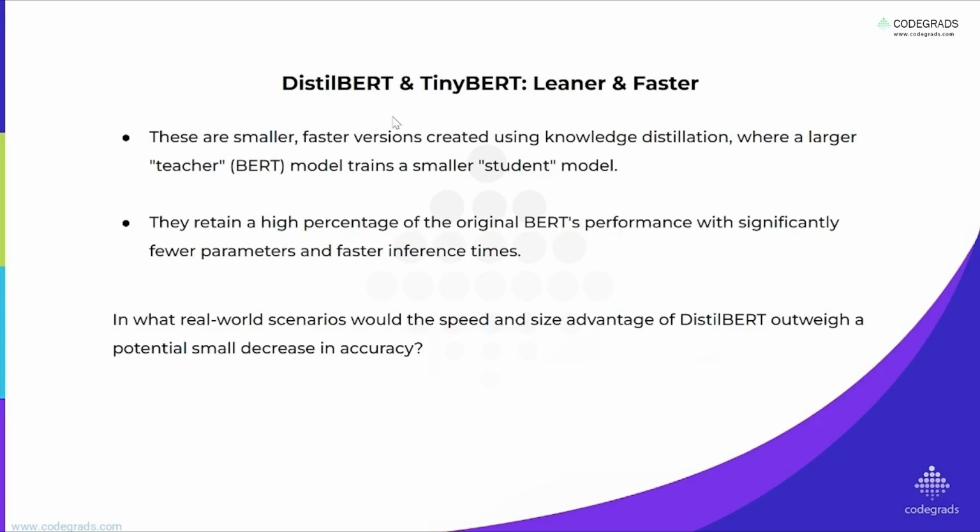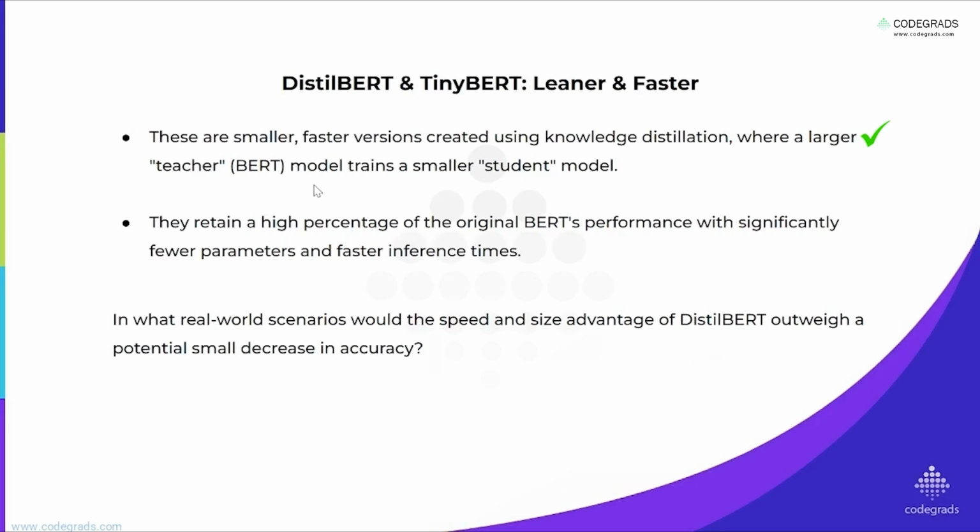Now next is DistilBERT and TinyBERT. We can say it is lighter and faster also. It was introduced by Hugging Face, and these are very small, faster versions created using knowledge distillation, where a larger model, that is the original one, the teacher BERT model, trains a smaller student model. So this is the working. The larger BERT model trains a smaller student model. Now it is a compressed version of BERT.